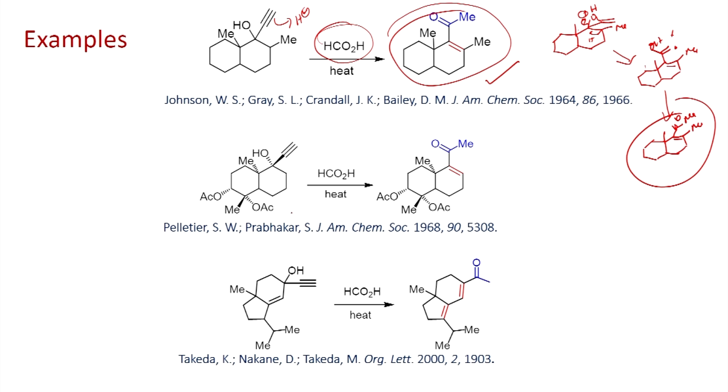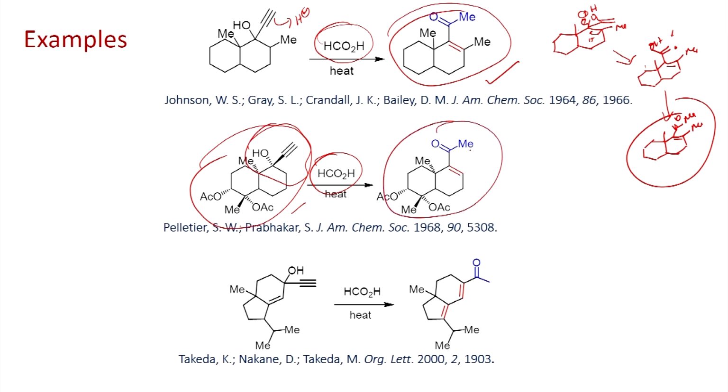And similarly, in this case also, when you react this alpha acetylenic alcohol derivative with formic acid, selectively this portion undergoes rearrangement, and you will be able to get this ketone as the product, similar to this substrate. And here let us look at this one. In this case also, when you react this substrate with formic acid, you will be able to get this compound in this reaction, as we have just seen.